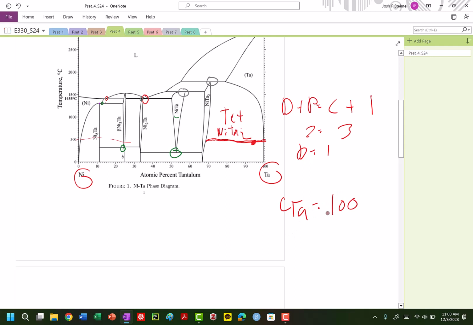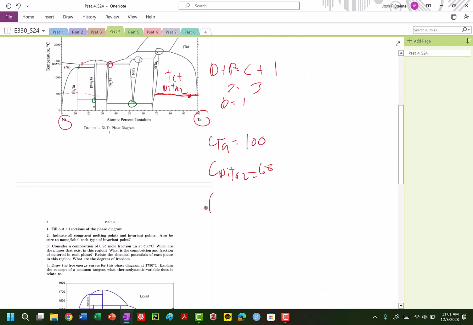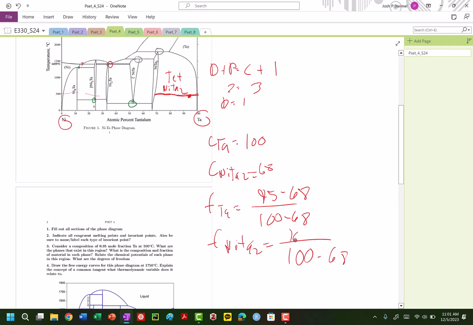So for that composition, or 1.0, you could have a composition that's NiTa2, and that's going to be equal to about, let's just call this 68, 67, something of that nature. So those would be my compositions in that phase. That's my degrees of freedom. And if I want the fraction that's in the tantalum, that's going to be 100 minus 68, and then I'm going to go to the opposite. So I'm actually going to go 95 minus 68. And then the fraction that's in the NiTa2 is going to be 100 minus 95, which makes sense. Again, the fraction of NiTa2 is much lower because I'm closer to the tantalum side.